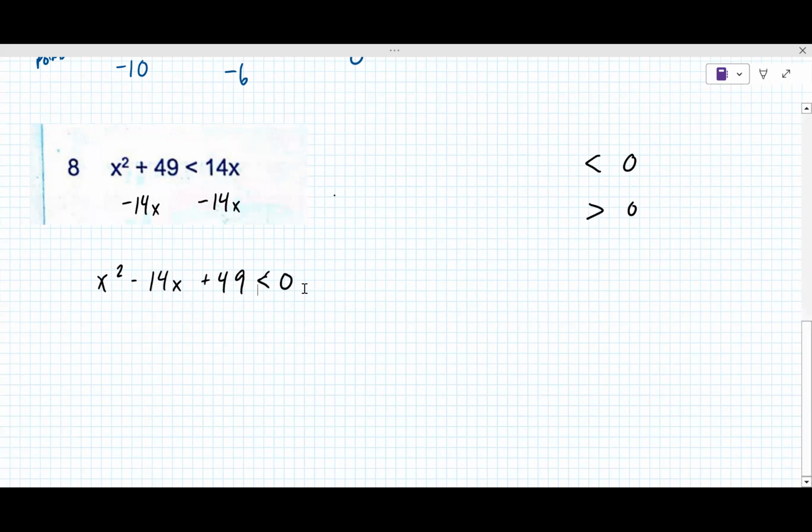Got it. All right. Now on the left here, this is what's called a perfect square trinomial. There are 5 different major types of factoring that you might see. And this is one of them.